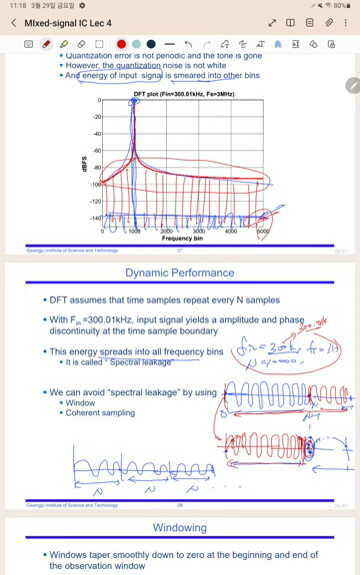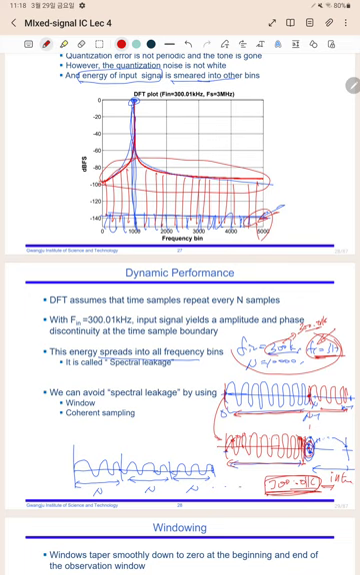Instead of 300.001K, we need to keep the input frequency an integer multiple of... the other way around. We need to make your FS the integer multiple of your input frequency, okay?